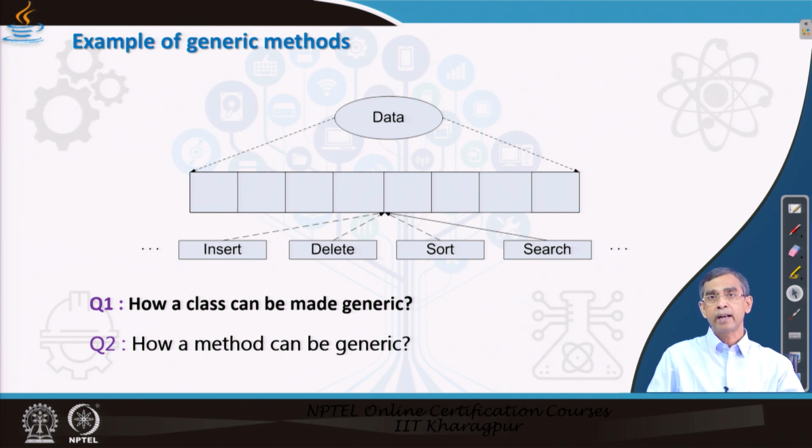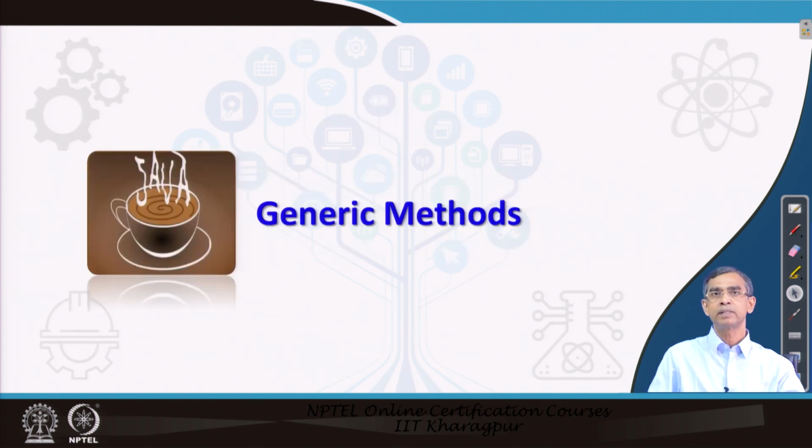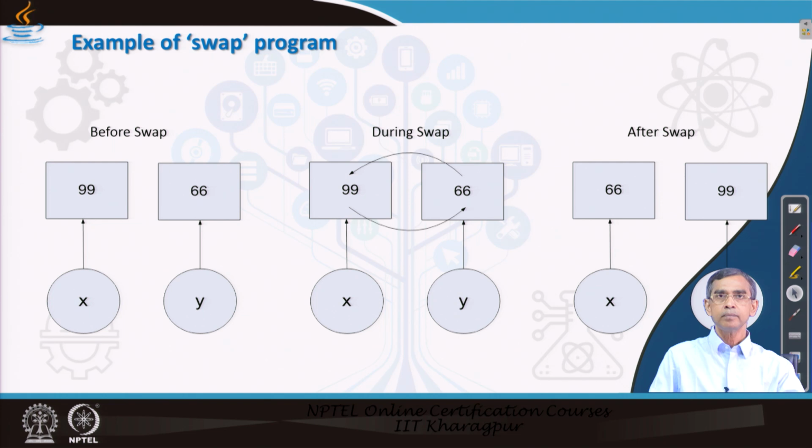If we can do that, then we can say that this is a generic collection, meaning a class can be made generic, which stores the data irrespective of its type. It can process the data irrespective of its type. So, this concept comes to the idea of generic methods in Java programming.